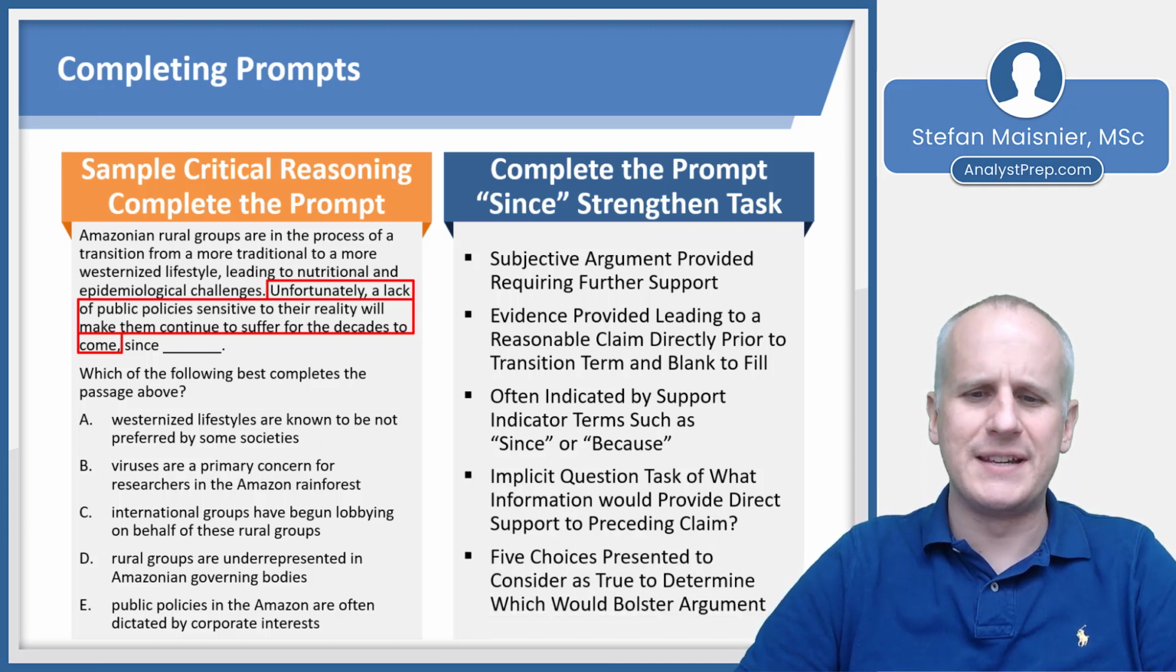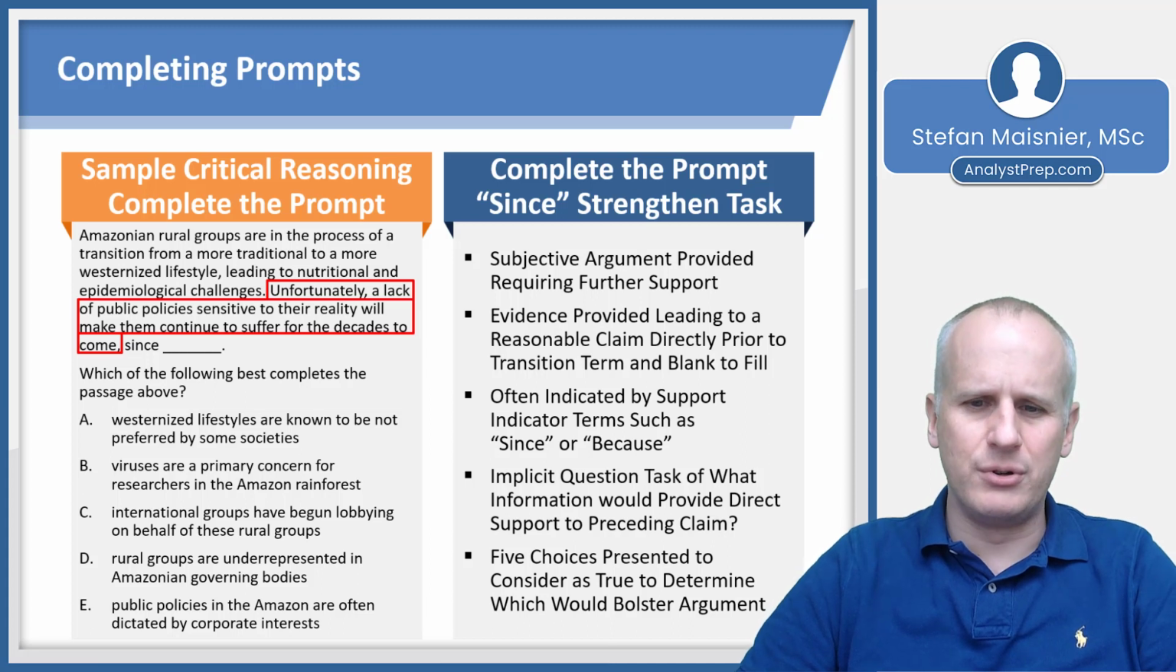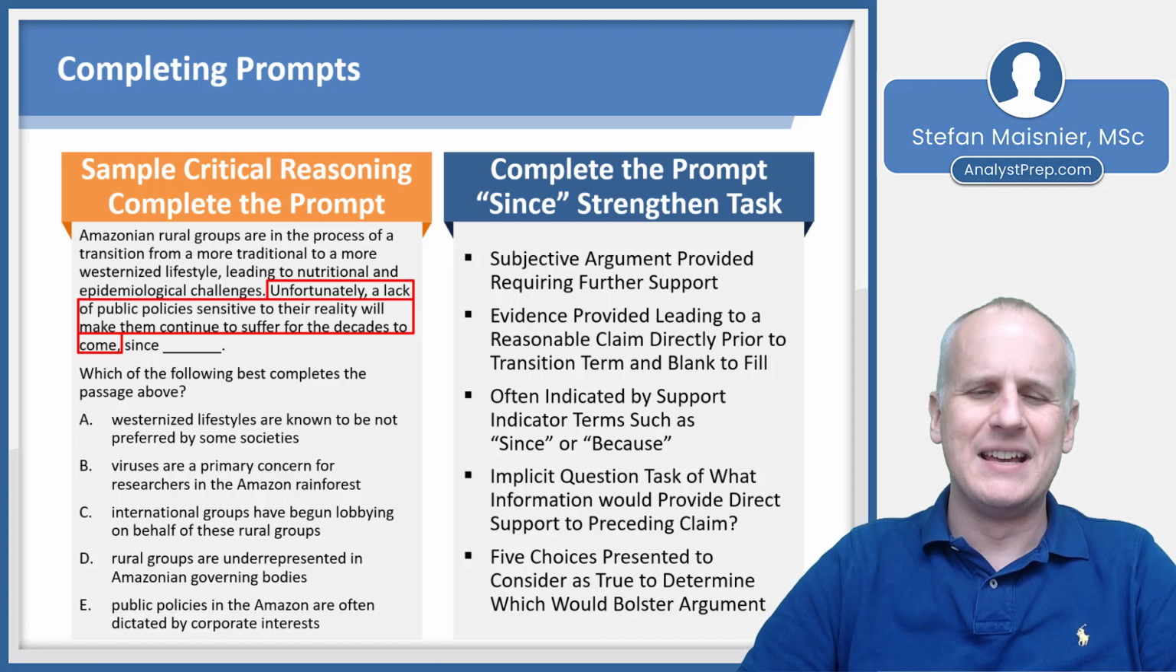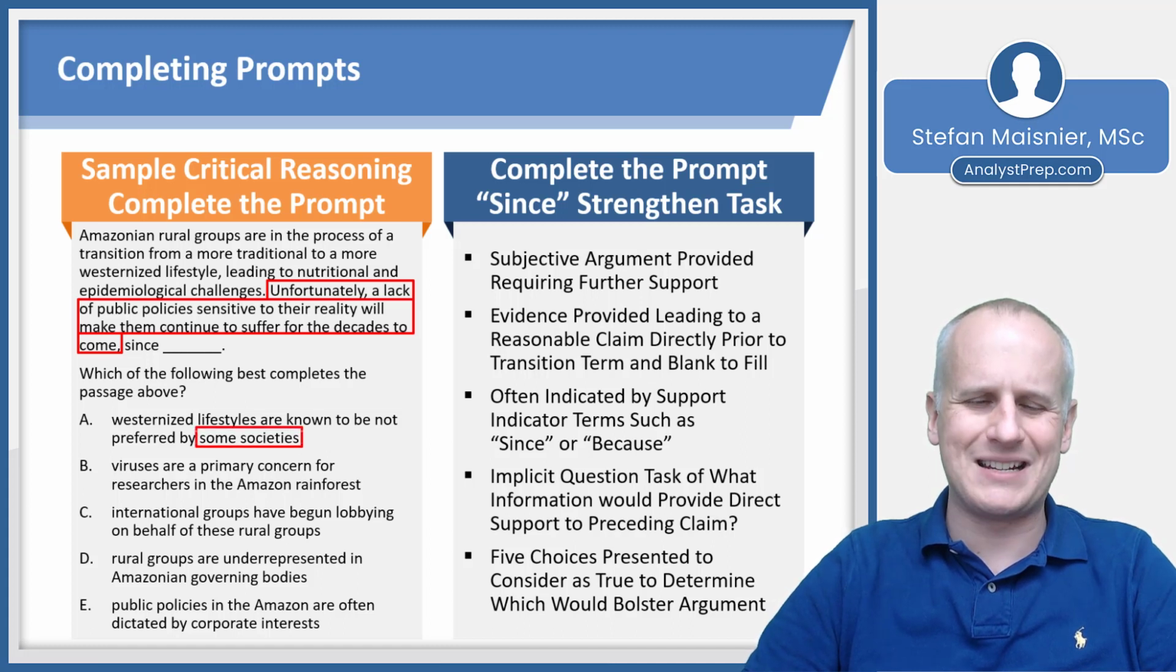And we've got our 5 choices that we must consider as true to determine which would best improve the argument, in this case, to show that a lack of public policies sensitive to the Amazonian rural groups and their reality will make these groups continue to suffer for the decades to come. So we start with choice A. Westernized lifestyles are known to be not preferred by some societies. There's that delightfully vague phrasing of some societies. I don't know if that includes the Amazonian rural groups or not, so we can eliminate choice A pretty directly.